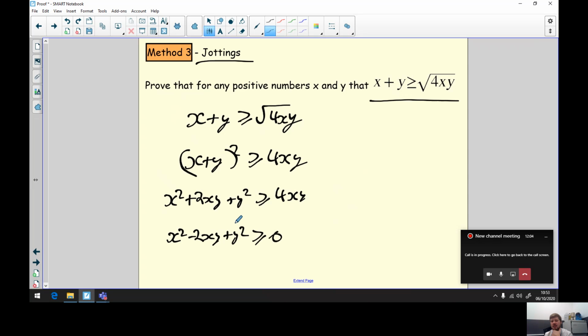So I get x² - 2xy + y² is greater than or equal to 0. And now I need to make this something easy to show that this is always going to be bigger than 0. When I factorize this, I get (x-y)² is greater than or equal to 0. So this value here can be either positive or negative, depending on whether x is larger than y. However, we know that any number squared is greater than or equal to 0. So therefore, this statement here and this statement here are basically the exact same thing.